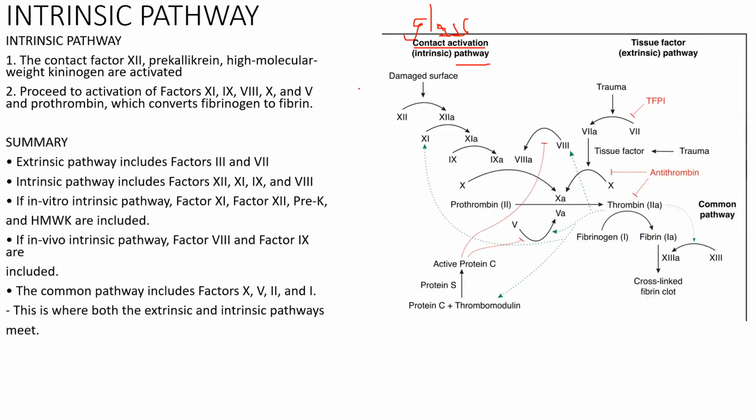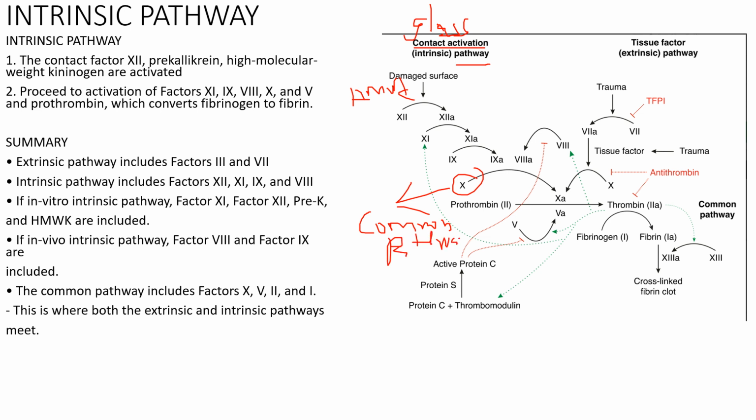High molecular weight kininogen will cause the activation of factor 12. Activated factor 12 will now cause the activation of factor 11. Activated factor 11 will now cause the activation of factor 9. And again, factor 9 will be bound with factor 8, causing the activation of factor 10, which is the start of your common pathway.